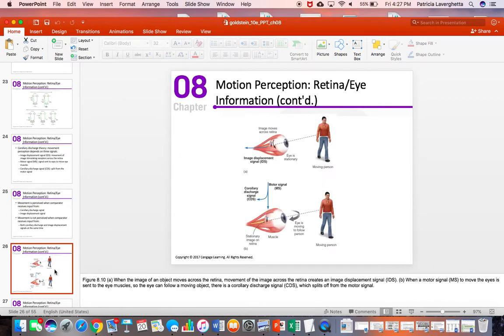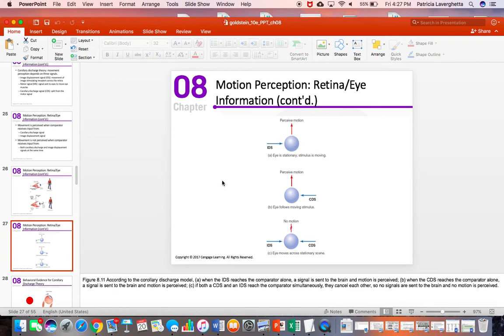Here you can see an example of this. We have this gentleman walking past this person. There's their eyeball. The image is moving across the retina. So the eye is stationary, the image is moving, so the image displacement signal is being sent off, and you're going to perceive motion, and they explain that here. Let's say the eye is stationary, the stimulus is moving, so there's an image displacement signal. The person's walking across, and I perceive motion.